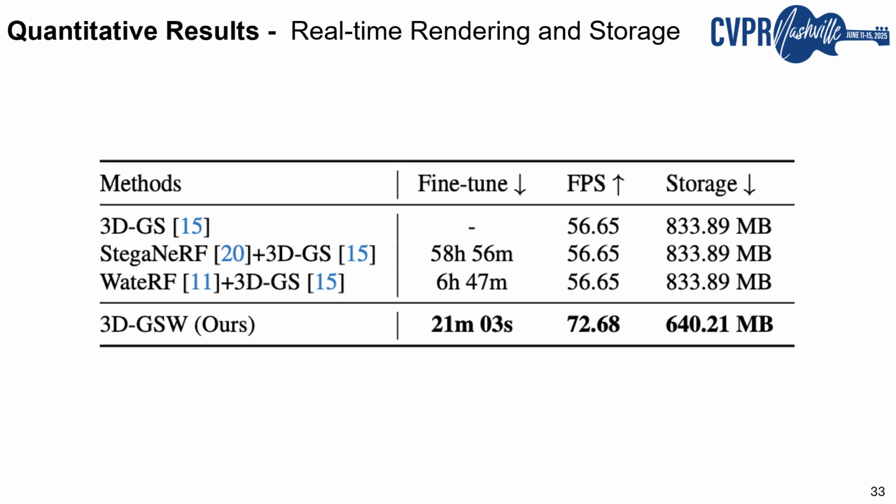This table highlights the efficiency of 3D-GSW. It significantly reduces fine-tuning time to just 21 minutes, while also increasing rendering speed to over 72 FPS. Additionally, storage is reduced, demonstrating the effectiveness of our method.